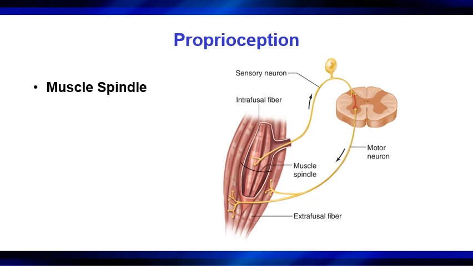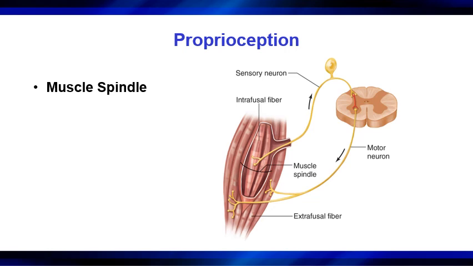So if you orient yourself to the picture, here's your muscle. It's showing you the muscle spindle right here. And you have two different types of fibers within muscles. You have what's called the intrafusal fiber, that's inside the muscle spindle, and then you have the extrafusal fiber. Muscle spindles are sensitive to changes in muscle length. That's an important point with muscle spindles. They're responsible for sensing changes in muscle length.